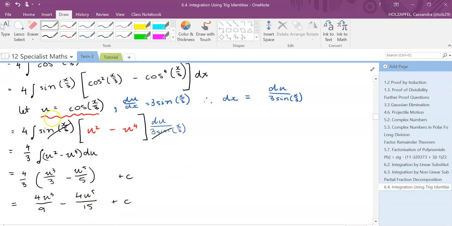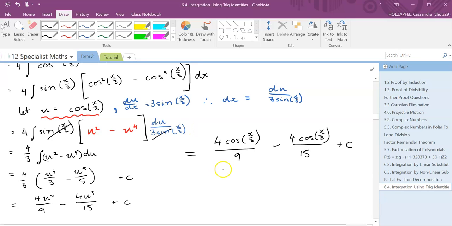And remember, u was equal to cos x over 3. So I might write this up here. So that's going to be equal to 4 lots of (cos x over 3) to the power of 3 over 9, minus 4 lots of (cos x over 3) to the power of 5 over 15, plus c.